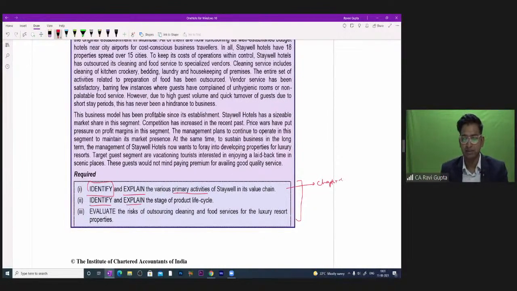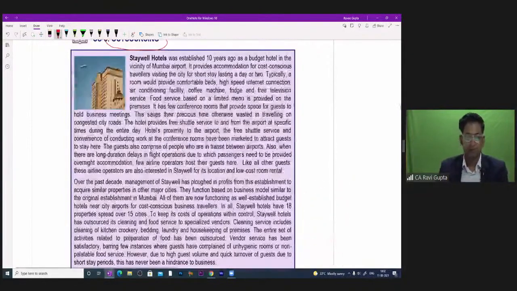Identify and explain the stage of the product life cycle. We have to completely read this question and relate. So this part belongs with chapter number 4, life cycle costing. Then we need to evaluate the risk of outsourcing. What will be the risk of outsourcing when we are outsourcing the cleaning and food service for the luxury resort, not to the normal, but to the luxury resort properties. Good. Now we are good to go. We have 3 paragraphs to go through.